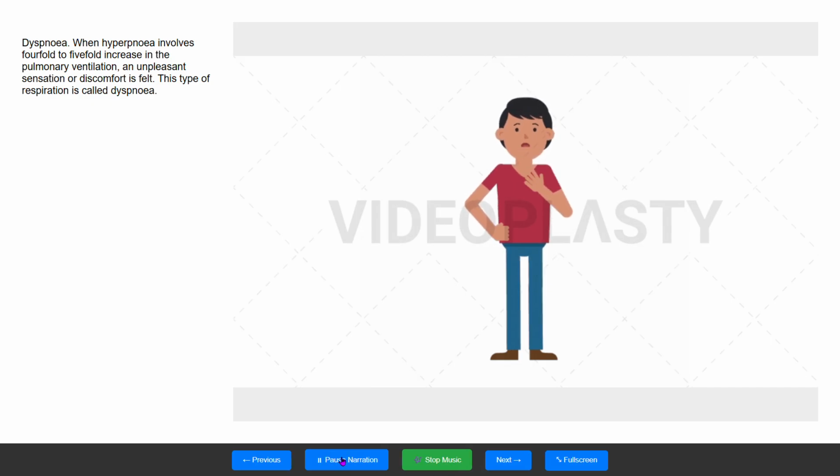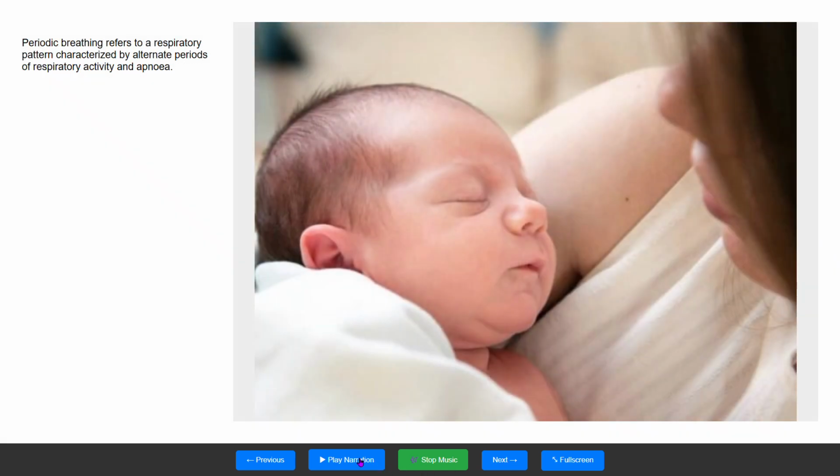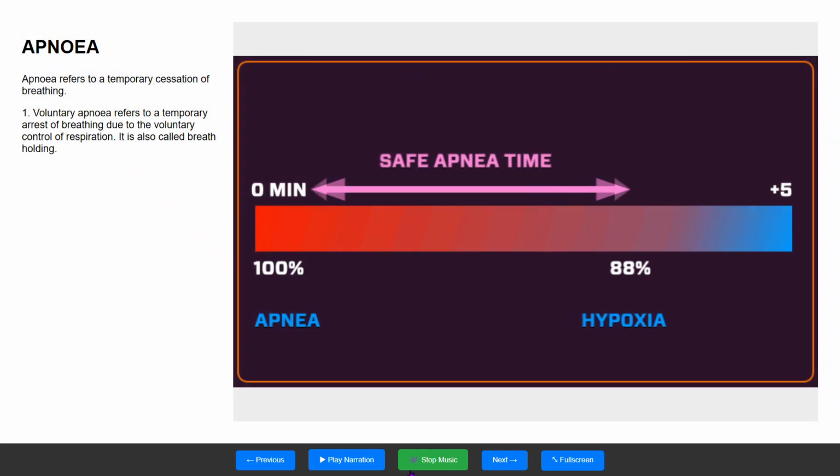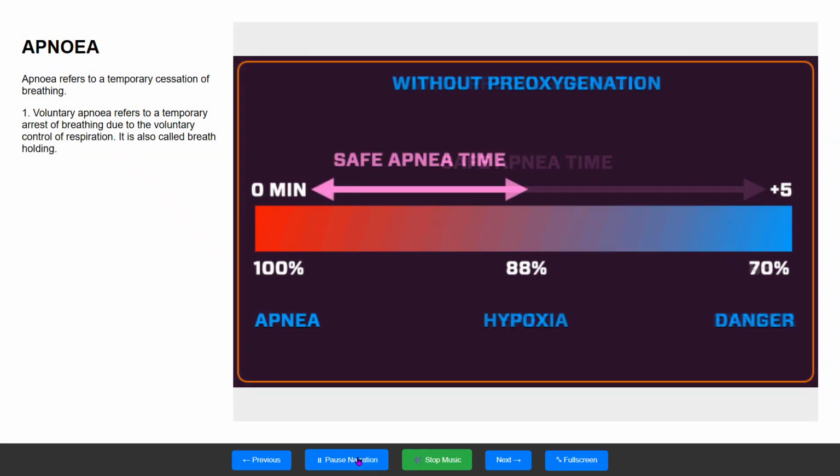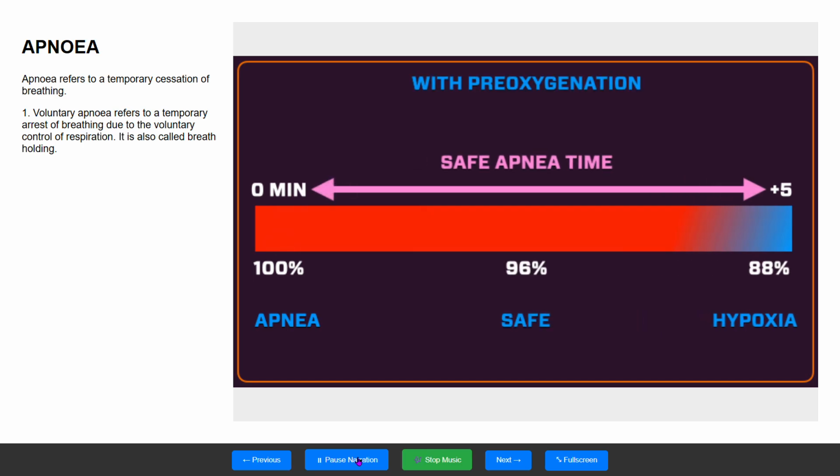Dyspnoea. When hyperpnoea involves fourfold to fivefold increase in the pulmonary ventilation, an unpleasant sensation or discomfort is felt. This type of respiration is called dyspnoea. Periodic breathing refers to a respiratory pattern characterized by alternate periods of respiratory activity and apnoea. Some of the abnormal respiratory patterns are discussed in detail.